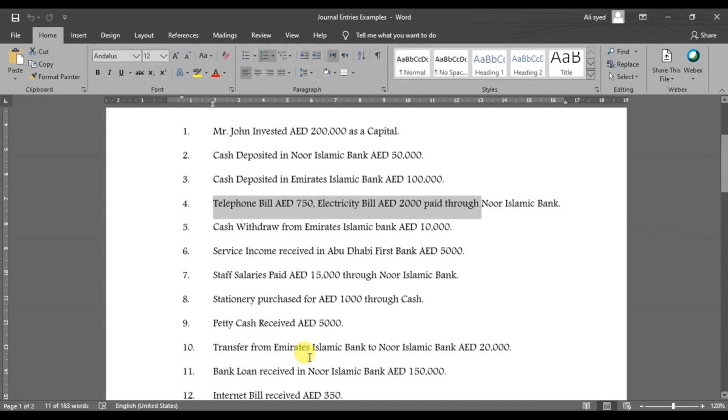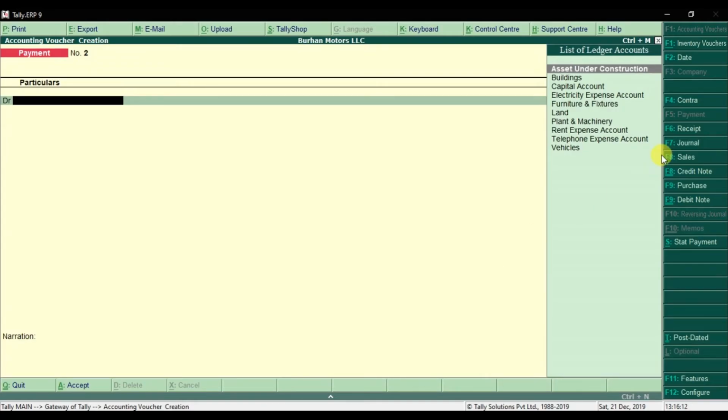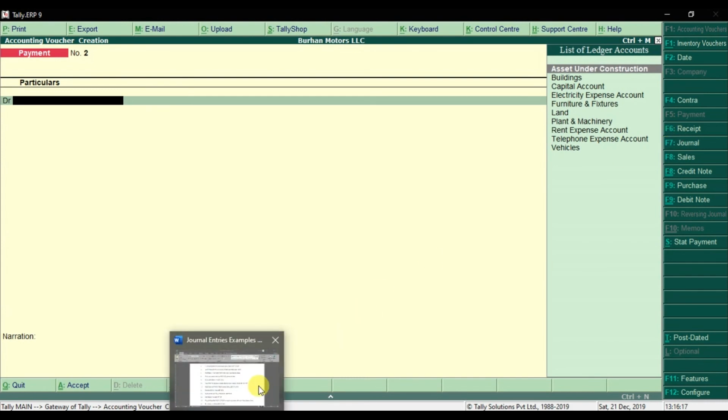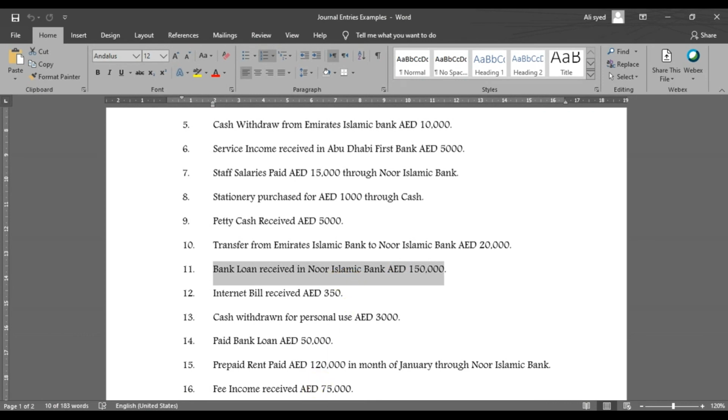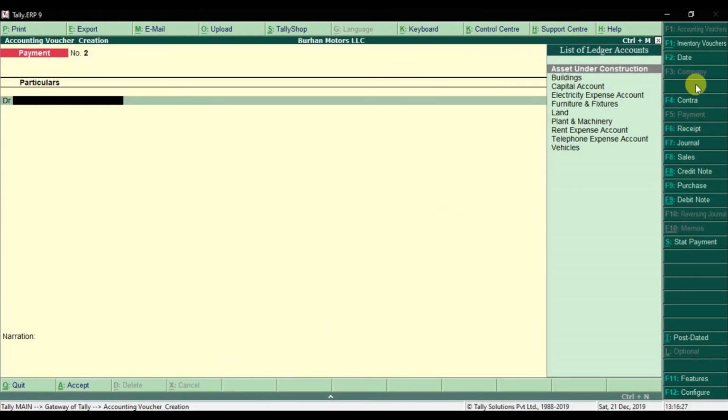Okay, I'm gonna do one more entry. Let's suppose this one. Here we are receiving a bank loan. Bank loan received in Noor Islamic Bank. Yeah. So where will it go? F4, F5, F6, F7, F8. Receipts, right? So you are receiving a bank loan. Bank loan is a liability, and you're receiving in Noor Islamic Bank. Yeah. Amount is 150. So your liability is increasing, and your bank is also increasing, right?